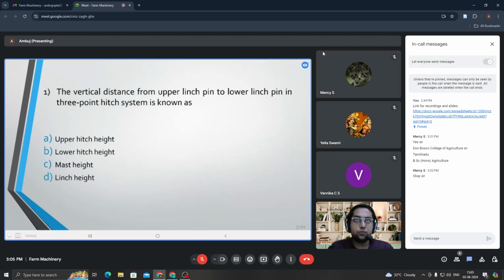The vertical distance from the upper linchpin to lower linchpin in a 3-point hitch system is known as: upper hitch point, lower hitch point, upper hitch height, lower hitch height, mast height, or lynch height. Just try to give your opinion in the comment section. Thereby, you can recall the previous week's content, and we'll have a discussion. Please do try to solve this. The vertical distance from the upper linchpin to lower linchpin in a 3-point hitch system, what is it known as? Do try to give an answer.